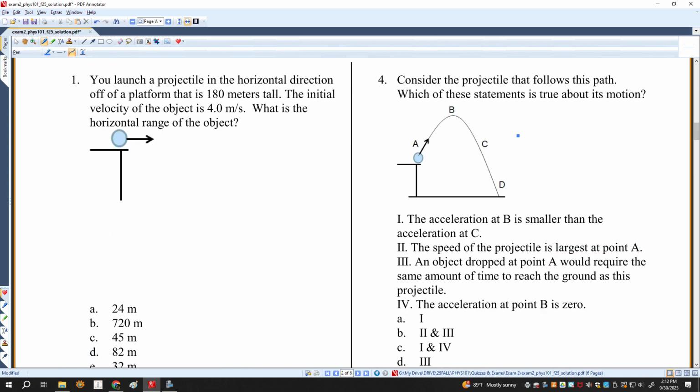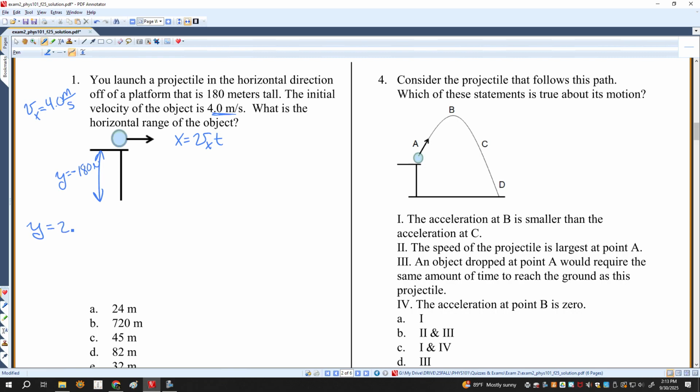A projectile is launched off a platform that's 180 meters tall. Its initial velocity was given, and we want the horizontal range. Well, to find the horizontal range, I know that x is equal to vx t. I know vx is equal to 4, but I don't know t. So I need to figure out what t is. But I know that it drops down a distance of y equal to negative 180 meters. So I can figure out t.